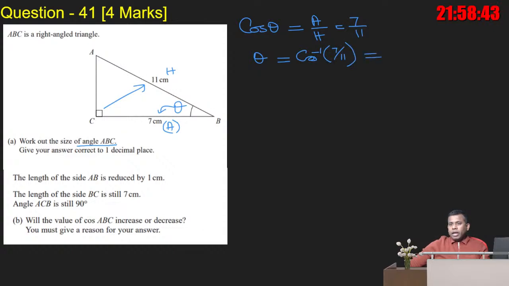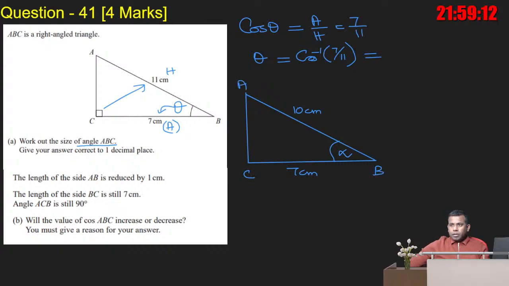Now the length of the side AB is reduced by 1. So the length of AB is reduced, and the right angle triangle has a side of 7 centimeters. Reduced means this should be 10 centimeters now, and this is 7 centimeters. And now this is a different angle. The length of the side BC is still 7, right? And the angle ACB is still 90 degrees.